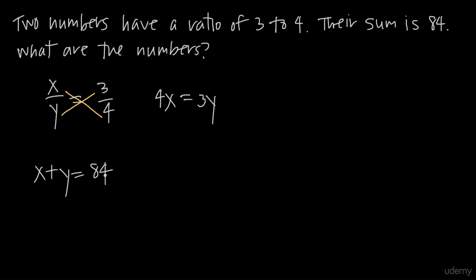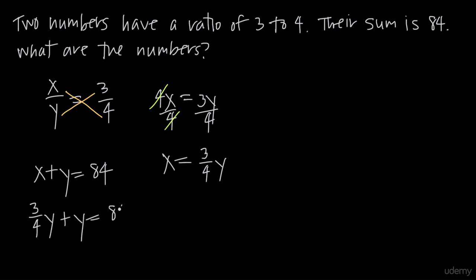I'll use substitution to solve, and the way I'm going to do that is by solving this first equation for one of my variables. So I'll solve for x by dividing both sides by 4, and I'll get the 4s to cancel from the numerator and denominator, so x is equal to 3/4 y. Now I have a value for x that I can plug into my other equation. Since I know that x is equal to 3/4 y, I can plug 3/4 y in for x here and get 3/4 y plus y is equal to 84.